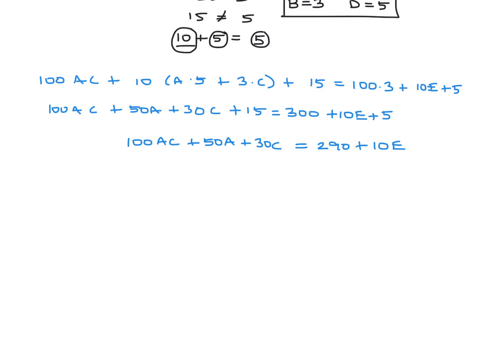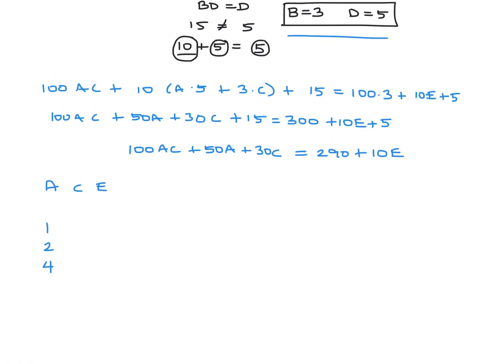Okay, so we have A, C, and E, and the numbers we have left are 1, 2, and 4, correct? Yeah, because 3 and 5 have already been taken. So I guess at this point we just have to fiddle around with this. I don't know if there's any mathematical way of doing this. So let's try A equals 1 and see what happens, and C equals 2.